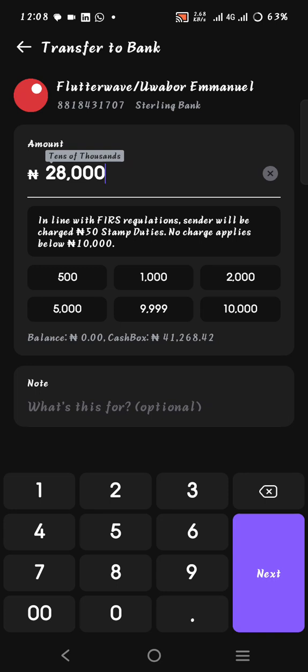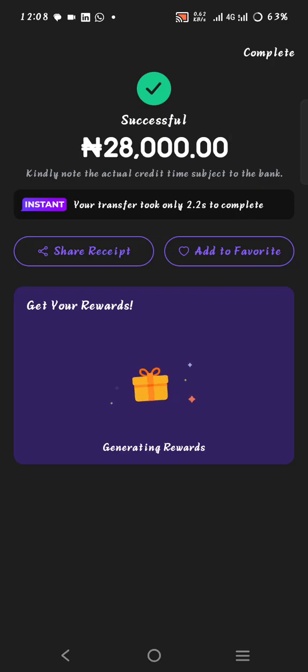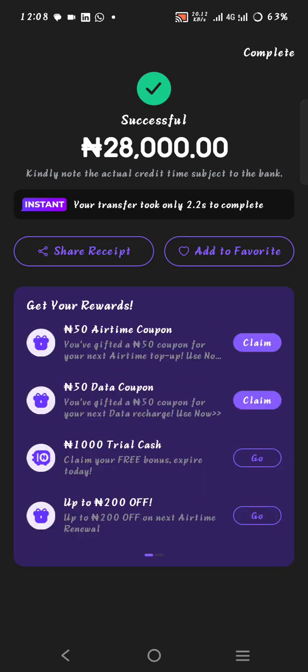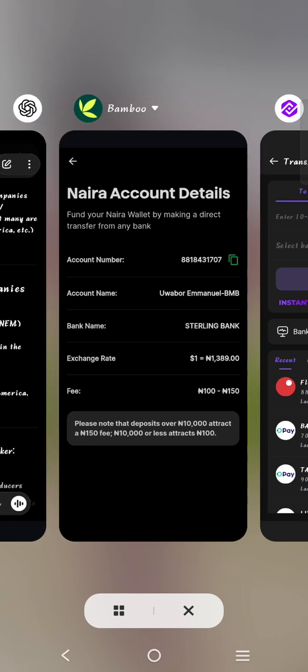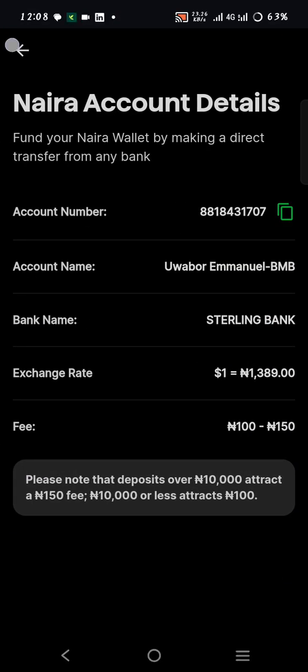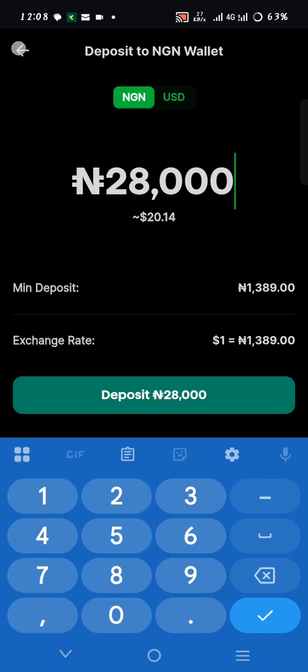Now I'm about to fund my wallet. You can see I have the amount typed there. Flutterwave, Wabo Emmanuel. So the next thing is to launch. Now you can see it has given me the procedure, and I proceed to fund my wallet with that amount. Now it has funded, it has paid money to my account. So now let's go back to my app to proceed with the trade. We don't need to do anything here again, so let's just go back.